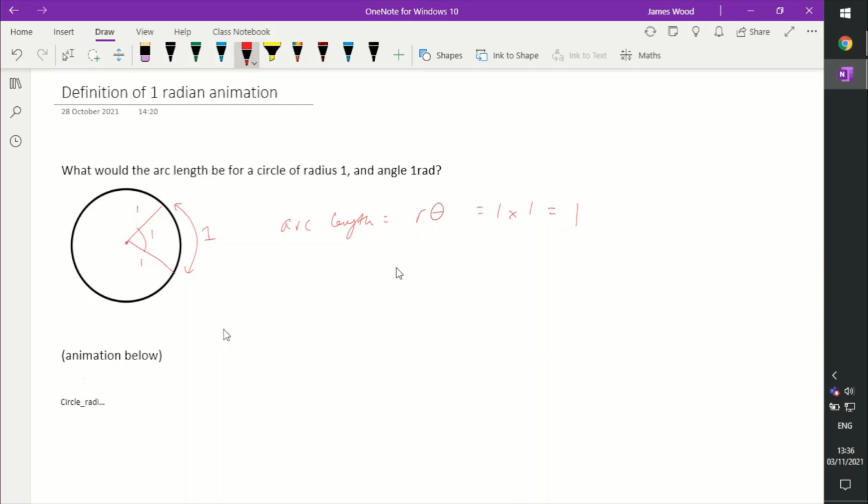And this is actually what defines a radian as being a radian. It is on a unit circle, so a unit circle being a circle with a radius 1. If you form an angle 1, the arc length here, this curved length, will also be 1. And that angle here is 1 radian. I've got a little animation I can show you about this as well.